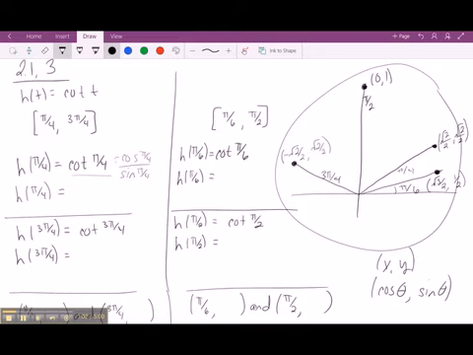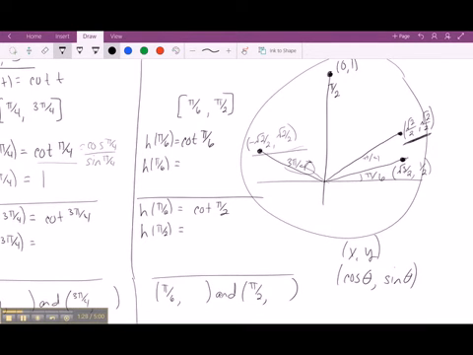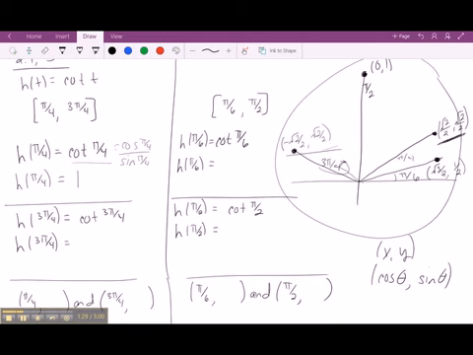So if we're looking at pi over 4, then we have this point right here, which is square root of 2 over 2 and square root of 2 over 2. So if we put square root of 2 over 2 over square root of 2 over 2, we get 1. So cotangent of pi over 4 is 1. And then cotangent of 3 pi over 4, we look over here, and if we set negative square root of 2 over 2 over square root of 2 over 2, we're going to get negative 1.